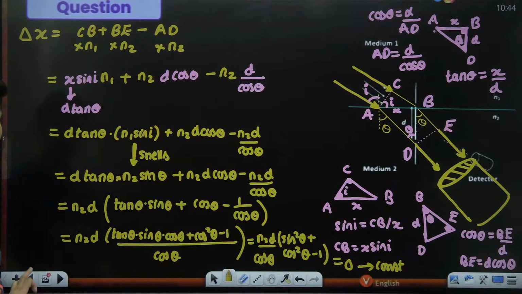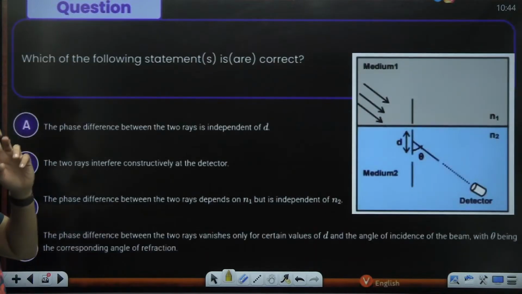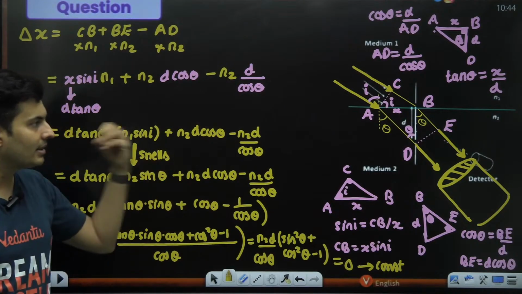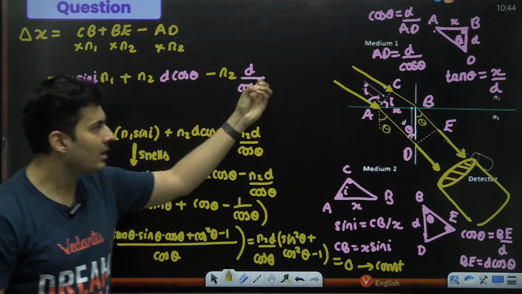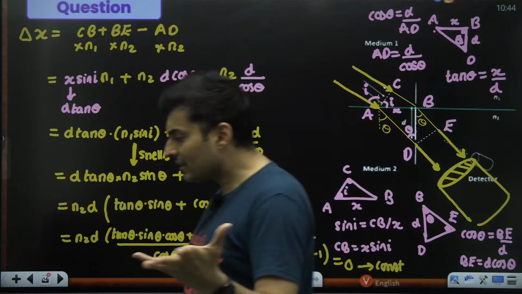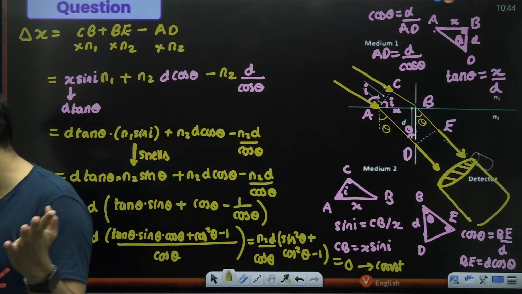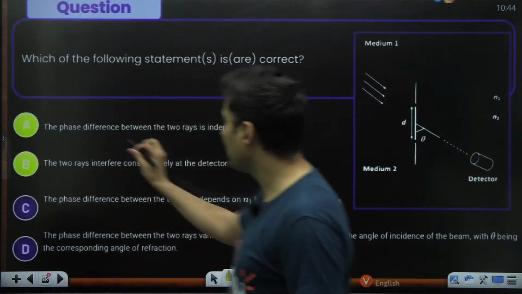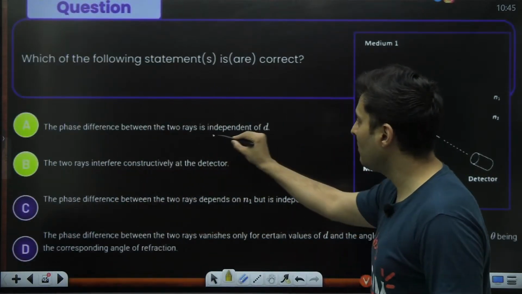So it is definitely going to be a constructive interference. It is coming out to be independent of anything like theta, d, n1 or even n2. Nothing it is dependent on. Are you able to see that, my dear students? Yes, it is not dependent on anything. So hence the correct answer will be: phase difference is independent of d.